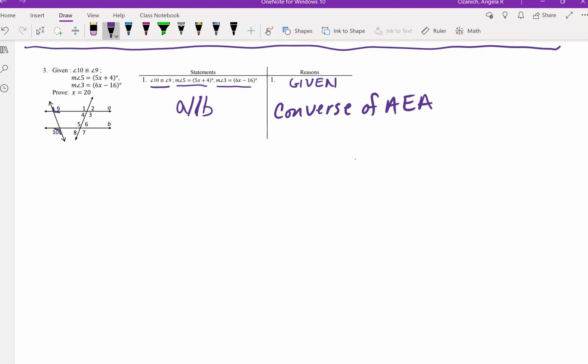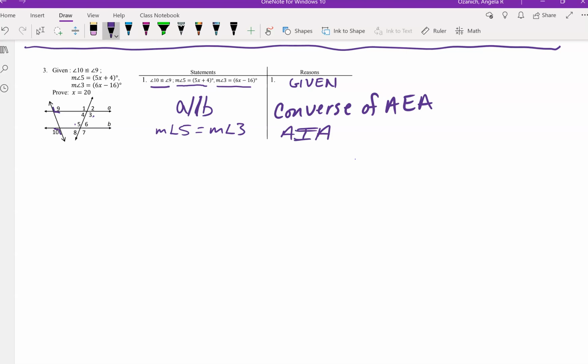Okay, so because I do now know that lines A and B are parallel, then what I can say about 5 and 3, here they are, 5 and 3, those are alternate sides inside the parallel lines across the transversal. So I can say the measure of angle 5 must equal the measure of angle 3. And that's by alternate interior angles.